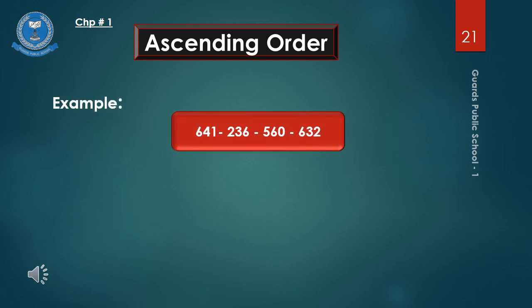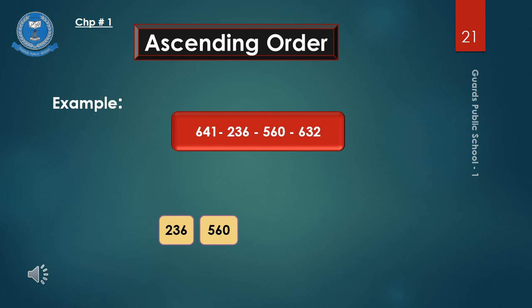641, 236, 560, 632. Can you tell me what is the smallest hundreds number? Yes, it's 2. So the number which comes first is 236. Now, tell me the number a little bigger than 236.